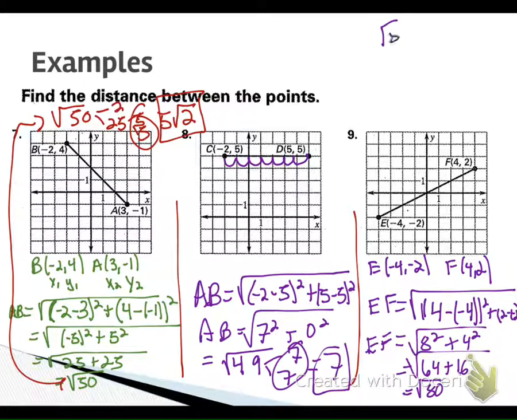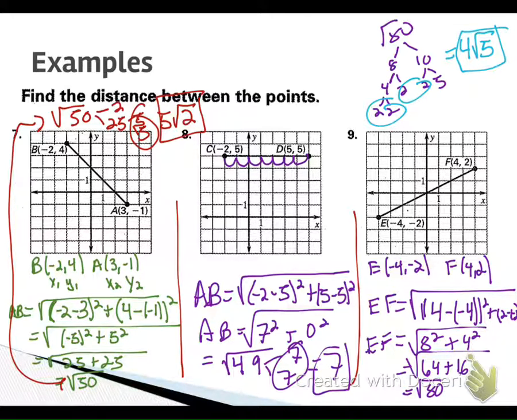So we have the square root of 80. What are some factors of 80? 8 and 10. Factors of 8? 4 and 2. Factors of 4? Factors of 10? Okay, things that have buddies. 2? 2. 2 times 2 is? What doesn't have a buddy? Okay, 4 square root of 5.